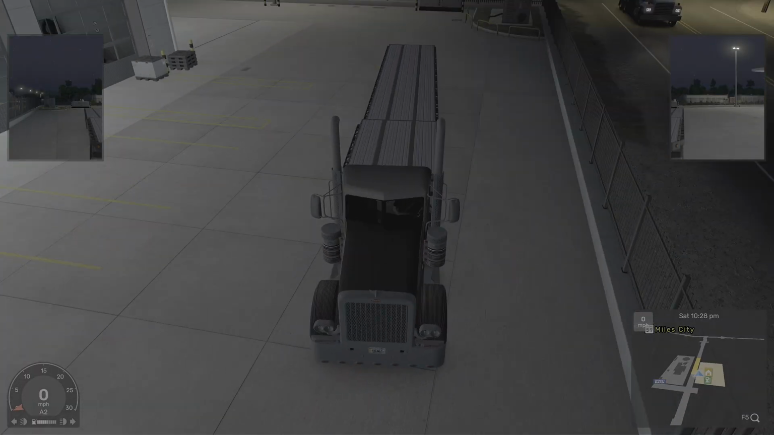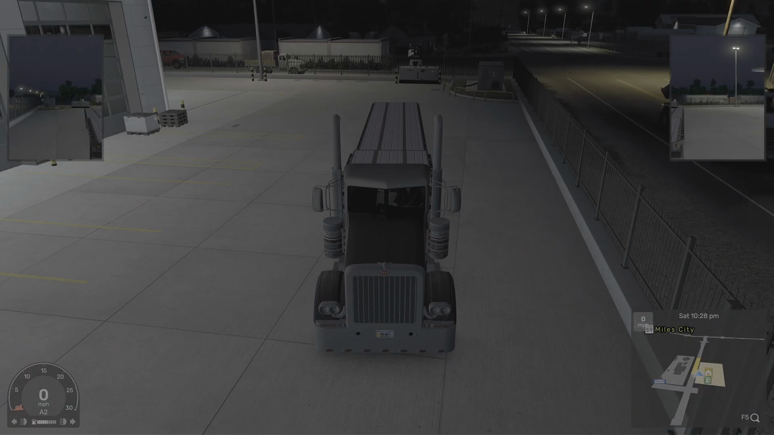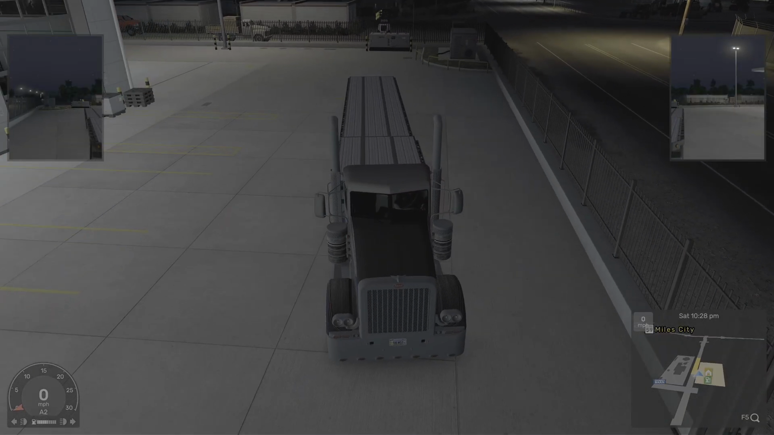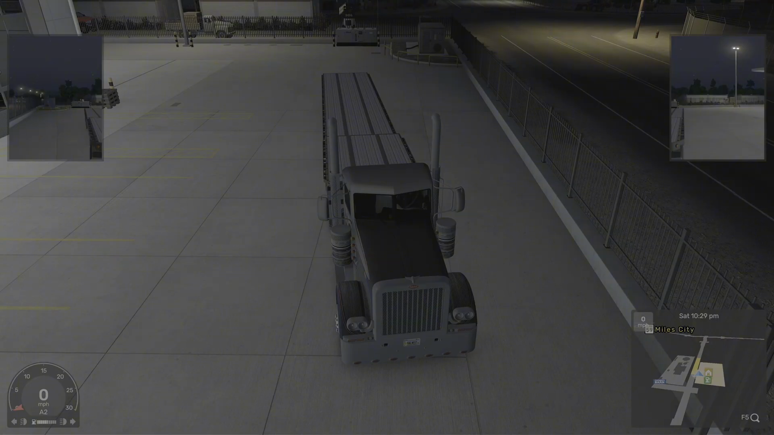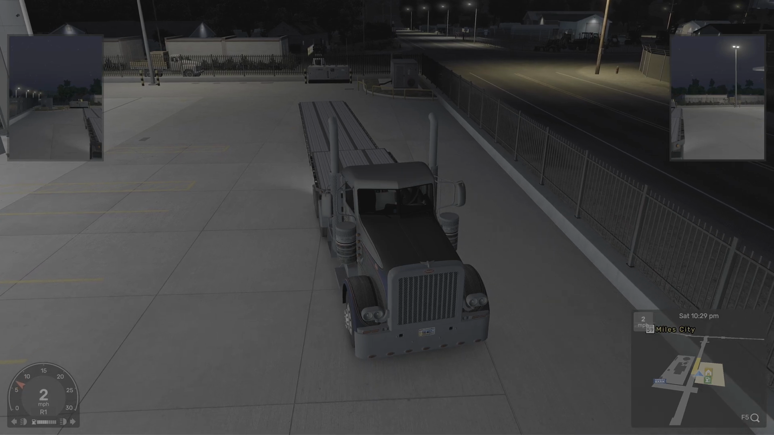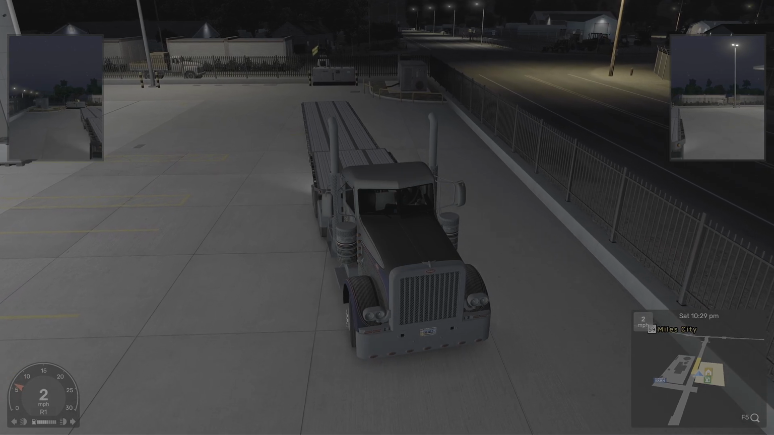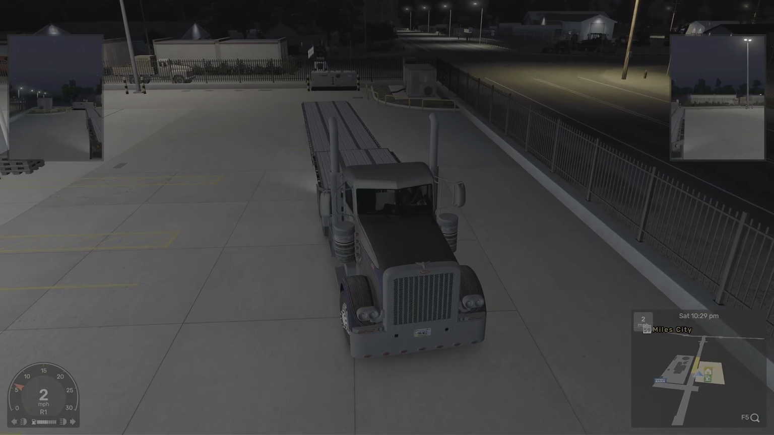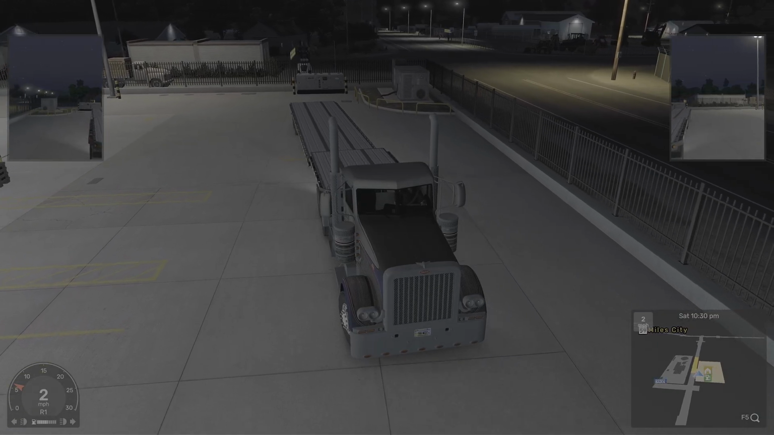But you align the two of them, you have a nice straight line, your wheel is straight, you're going to back straight. And as you're backing up, if you're making small adjustments, you can back without stopping. But if you're making big adjustments, you want to stop your truck.